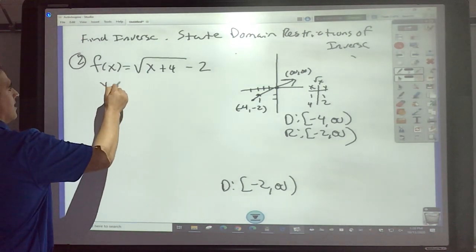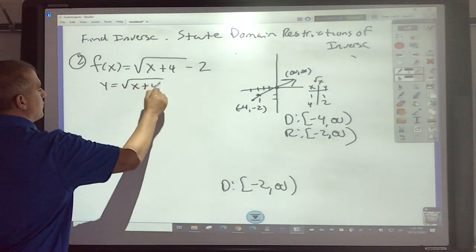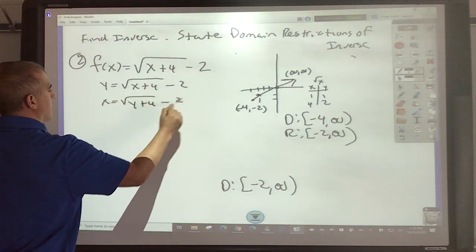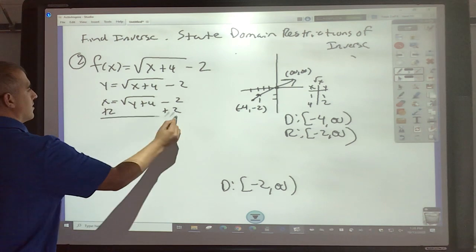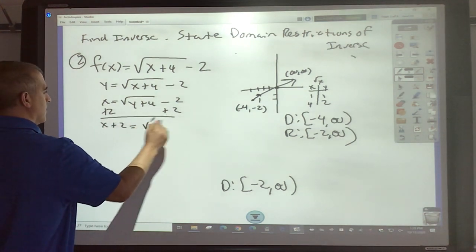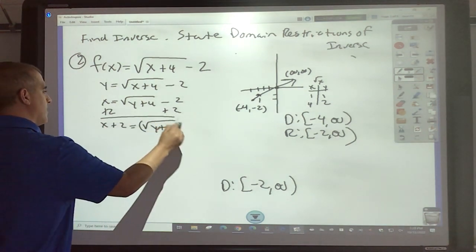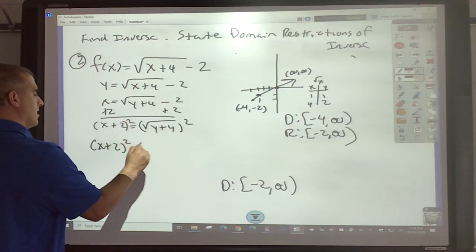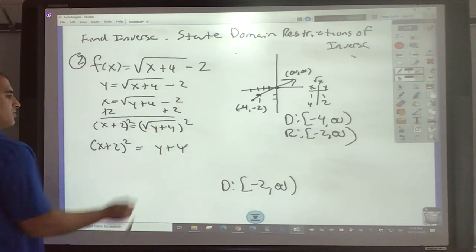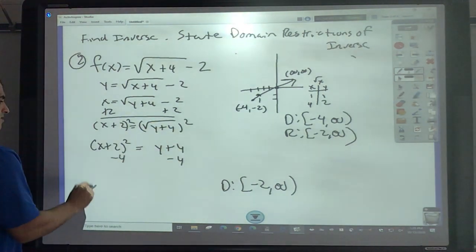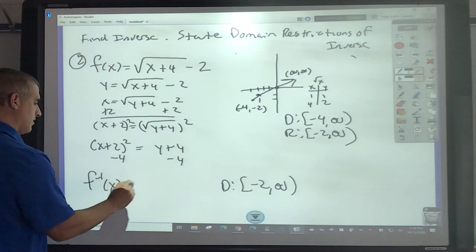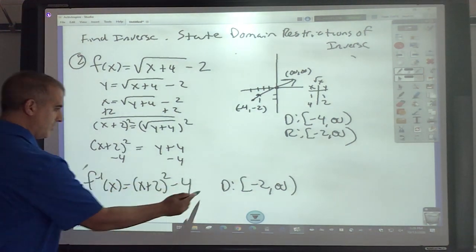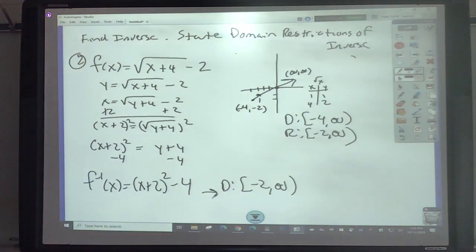And let's show that. x plus 4, switch the x and y, add 2 to both sides, x plus 2 equals that. Let's square it to get rid of the square root. So x plus 2 squared equals y plus 4, because the square root and square eliminate. Subtract 4. The inverse is x plus 2 squared minus 4, and that's the domain restriction.